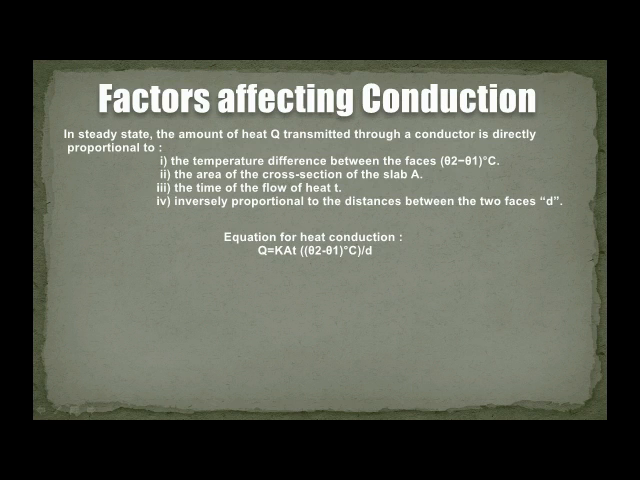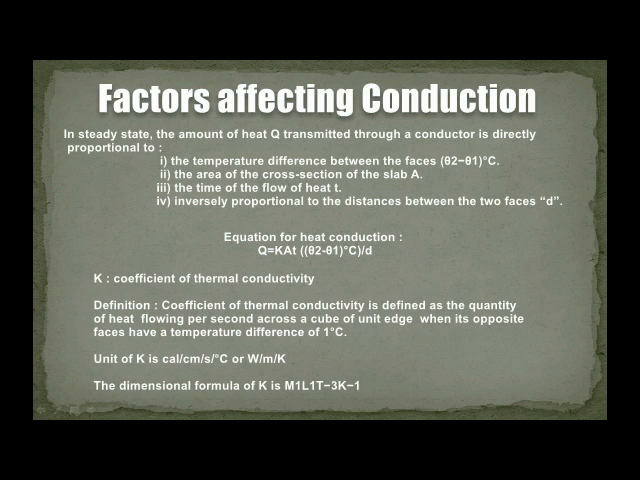You might be wondering what K is. K here is the constant which is also known as the coefficient of thermal conductivity. To define it, it is the quantity of heat flowing per second across a cube of unit edge when its opposite faces have a temperature difference of 1 degree Celsius. The unit of thermal conductivity is calorie per centimeter per second per degree Celsius, or watt per meter per Kelvin.